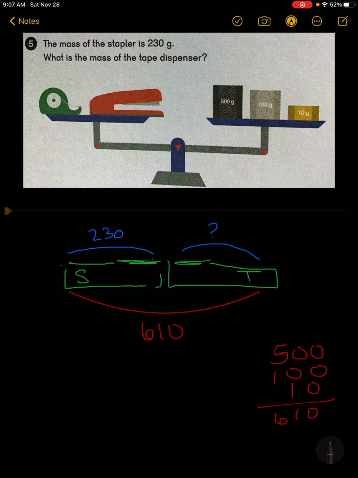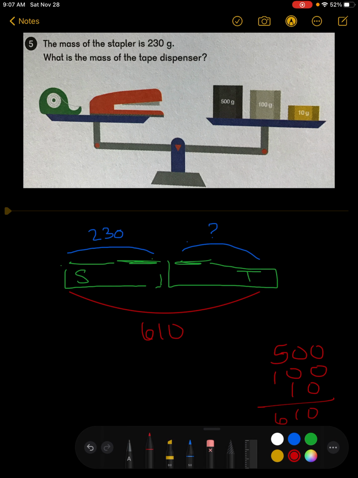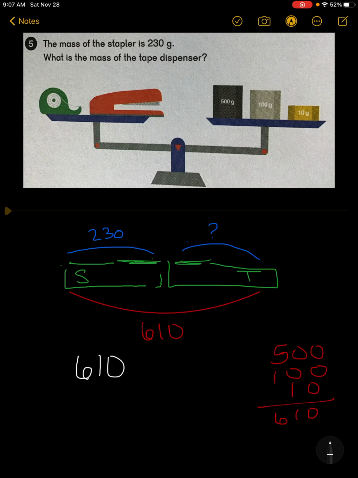One part is the stapler, one part is the tape. The whole would be your total. Because we're not working with equal groups, we're not going to be dividing, we're going to be subtracting. So we can go ahead and set that problem up. Everything weighs 610. We need to get rid of the stapler to see how much just the tape dispenser is. And your tape dispenser is going to be 380 grams.